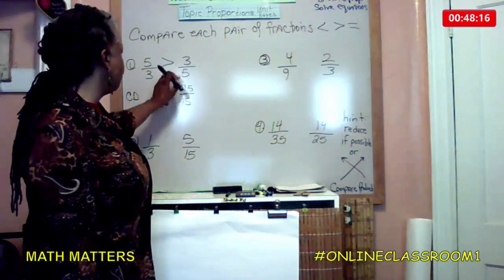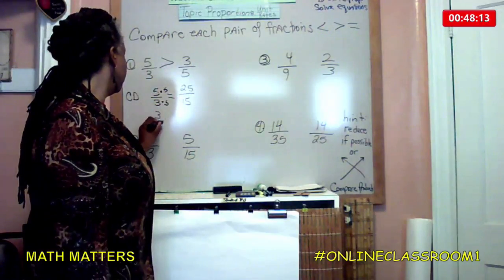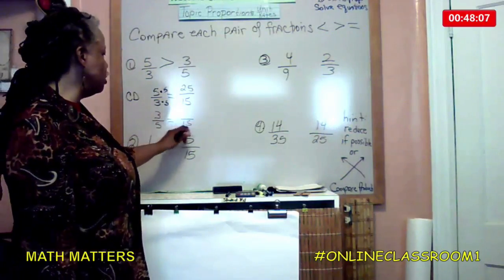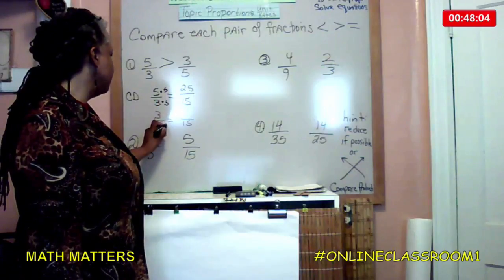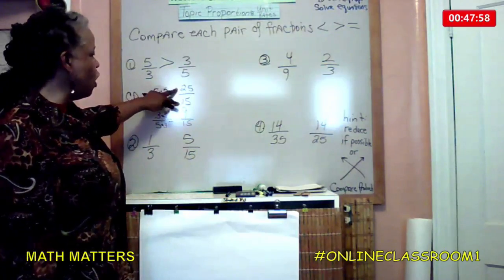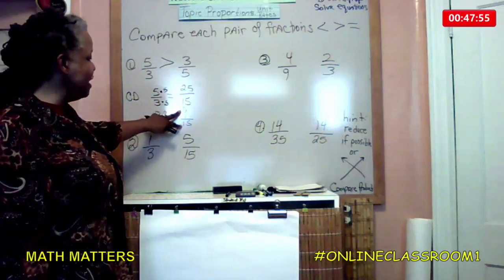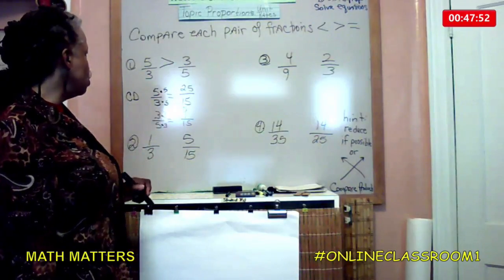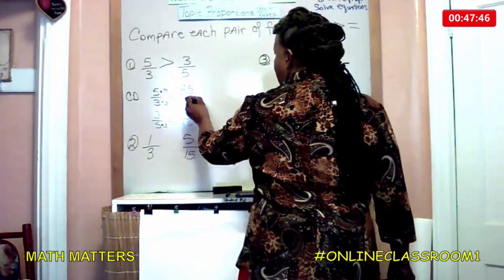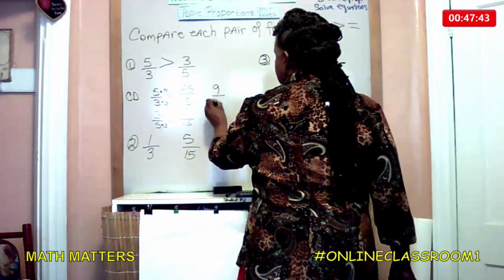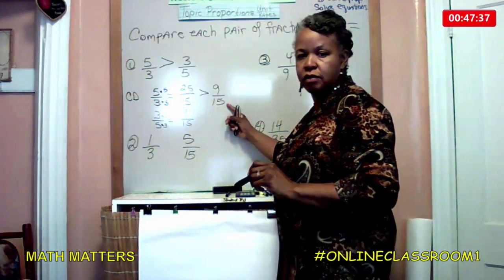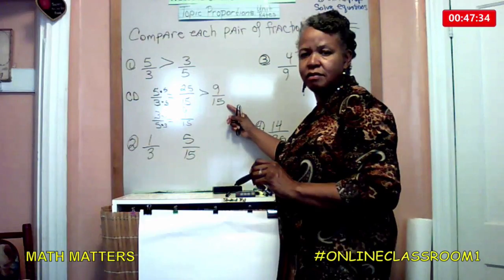Now let's do that with the 3/5. It is equal to how many 15ths? Using that same denominator, what did I do to the 5 to get 15? I multiplied by 3. Do the same thing to the numerator, and we get 9. So now I'm comparing 25 15ths to 9 15ths. And of course, 25 15ths is the larger. So I know that 25 15ths is larger than 9 15ths. Okay, does that make sense?